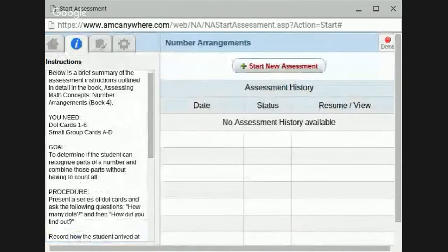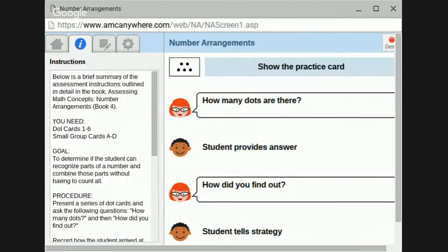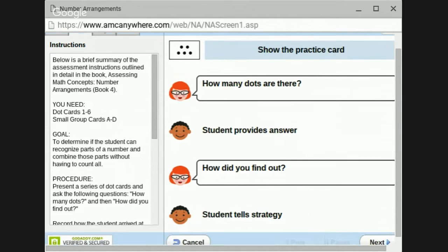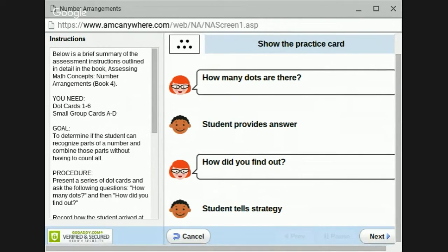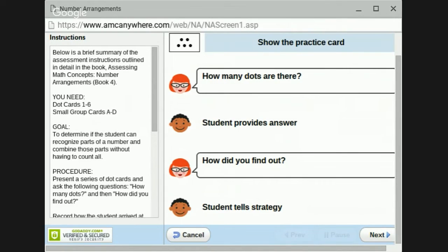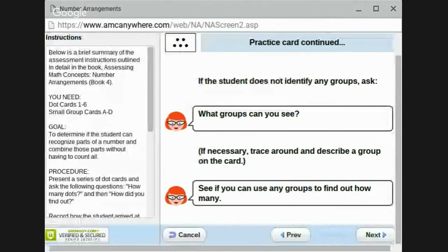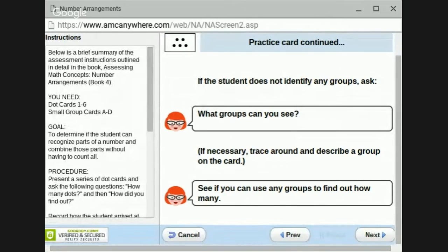When you're ready to begin, you click Start Assessment. If you notice here in the middle of your screen, it's going to show you the dot card that you would actually show to students. It's the dot card where you see 2 dots on the top and 3 on the bottom. You're going to ask the student, how many dots are there? And the student's going to tell you. And then you're going to say, how did you find out? And they're going to tell you the strategy that they used. If the student is not successful, it gives you some prompts for helping them.